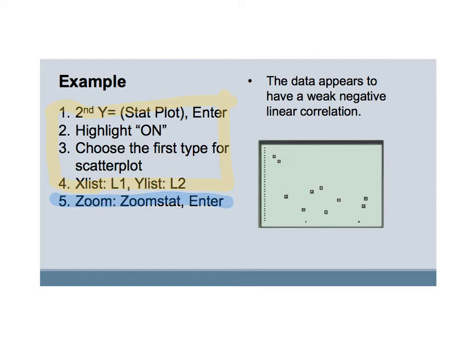Now, that ain't much of a correlation. If it has a correlation at all, I would call it a weak negative linear correlation. Okay? Weak because it's so spread out. Negative because more or less it's going downhill.